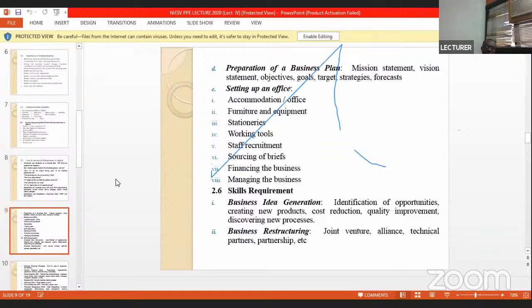The next one is to source for briefs. That is the mainstay of practice, getting the jobs. It is important that you must come up with a plan to get jobs. A good surveyor does not sit in the office. Gone are days when surveyors sit in the office and jobs come looking for them. These days, surveyors go out to look for jobs.